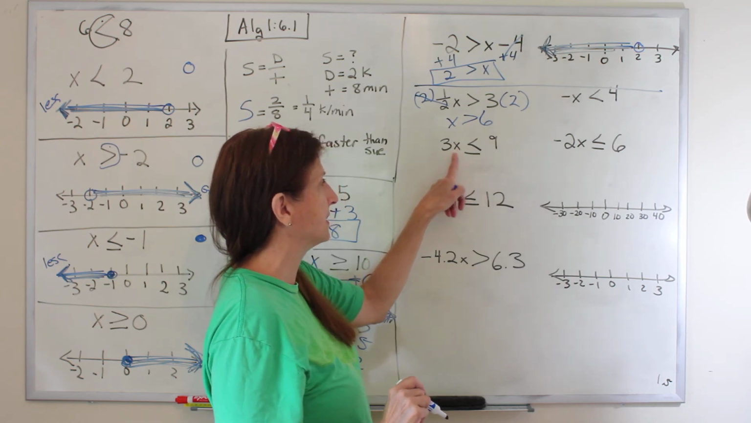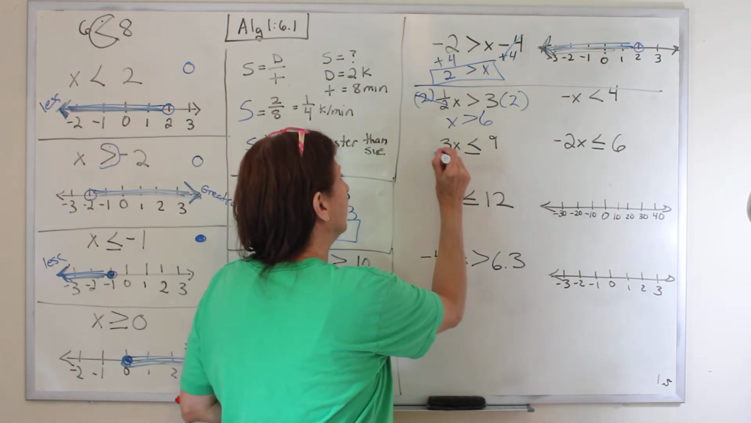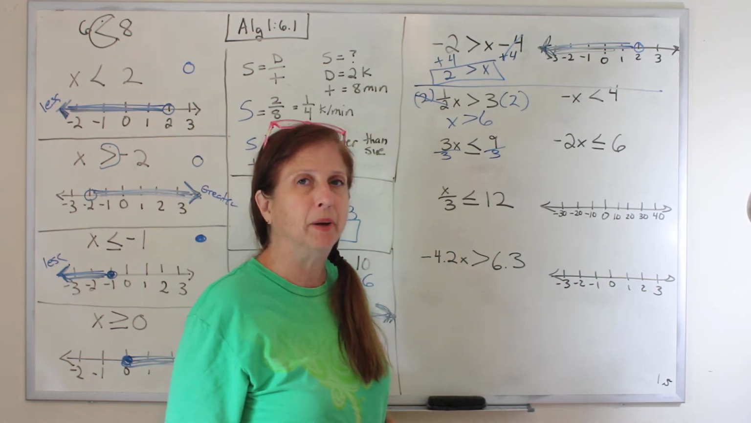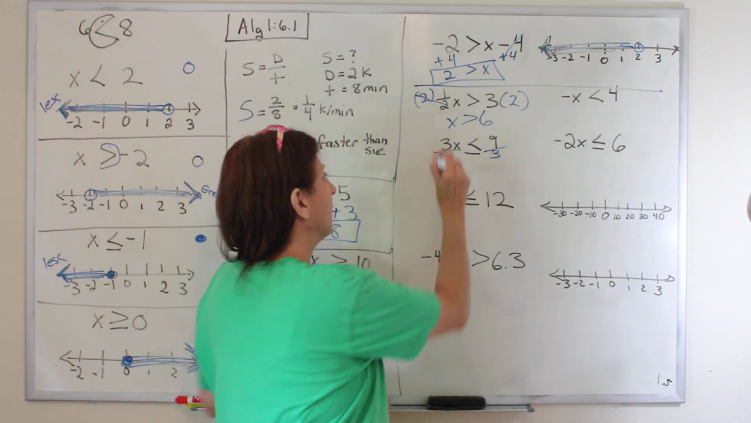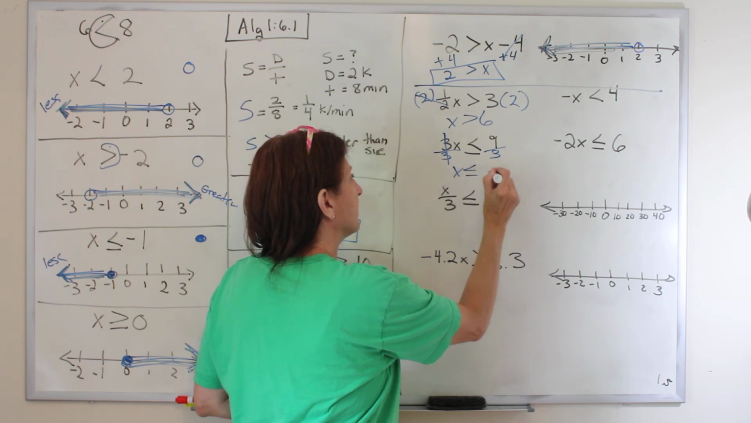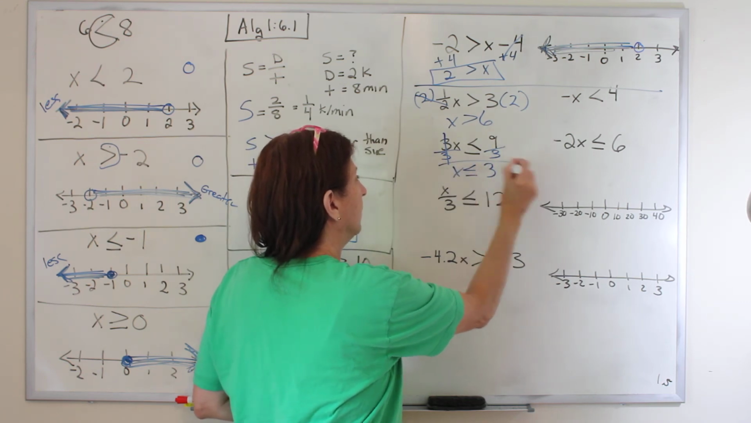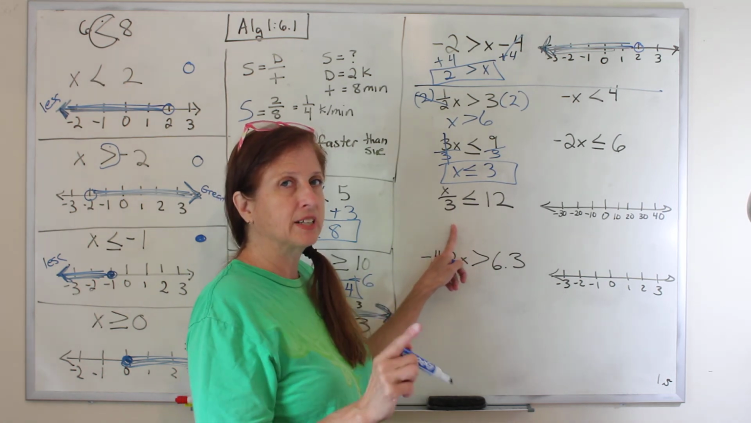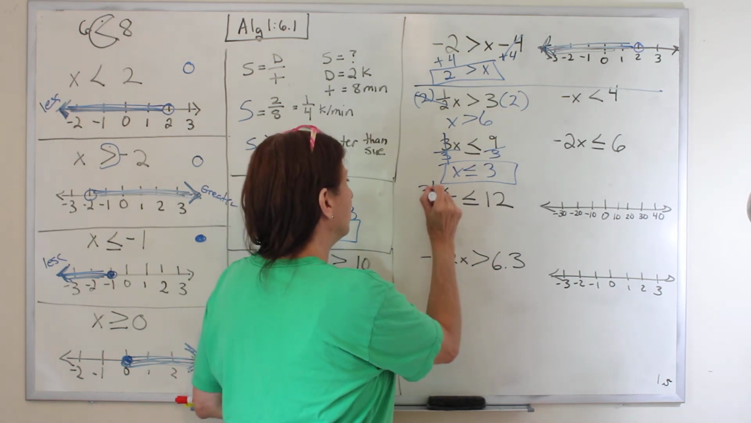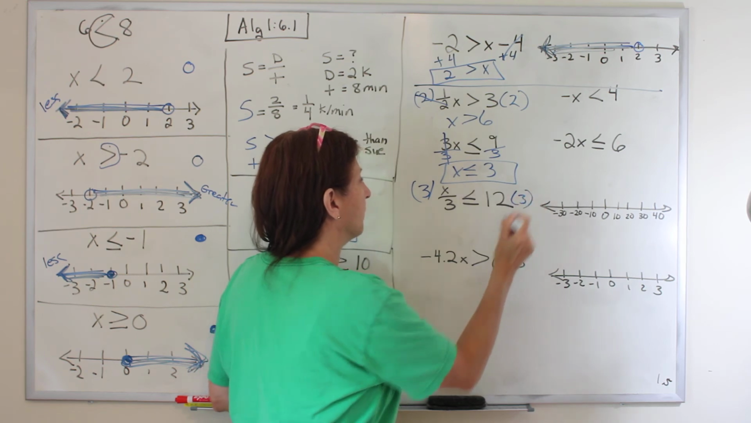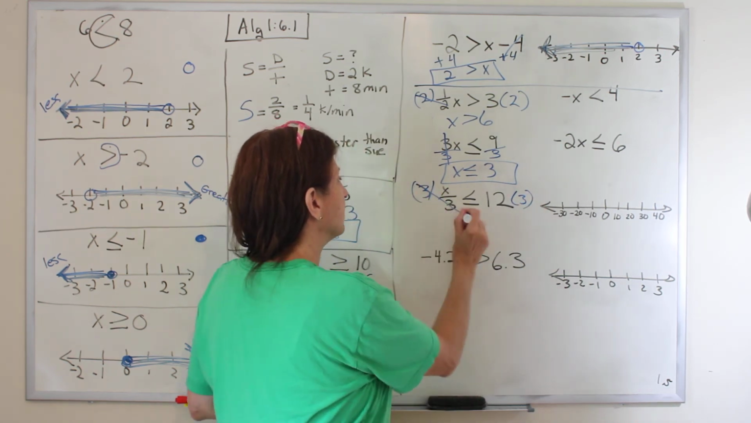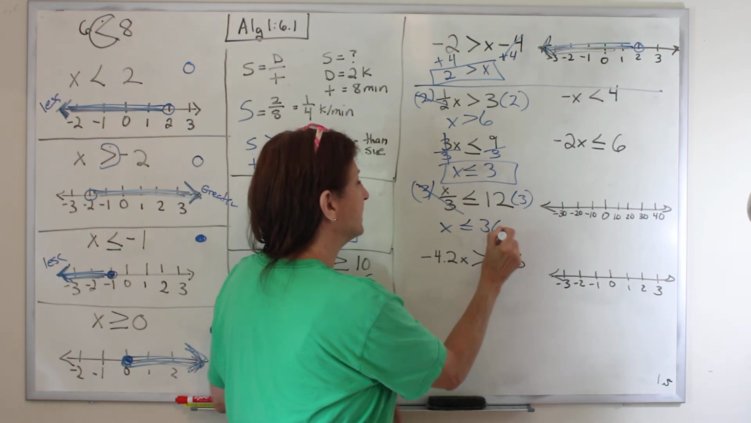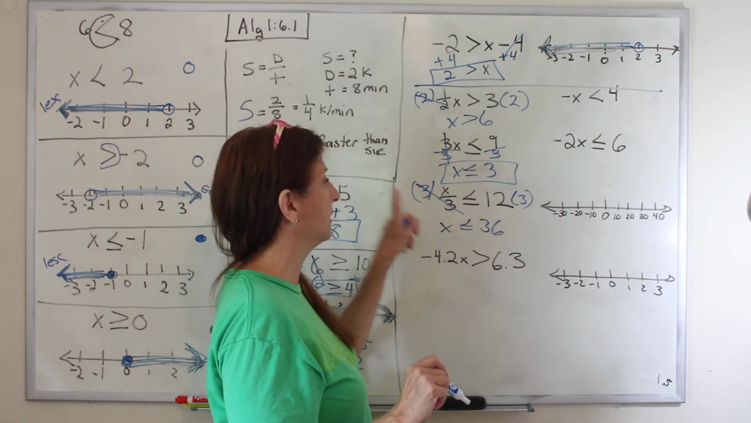Let's do this one. Why is x not alone? It's being multiplied by 3. What's the opposite? Divide by 3. What I do to one side, do to the other. Do I flip it? No, 3 is positive. So x is less than or equal to 3. Whoop, whoop. Why is x not alone? It's being divided by 3. What's the opposite? Multiply by 3. What I do to one side, I do to the other. These cancel out. So x is less than or equal to 36. Do I flip it? No, 3 is positive.